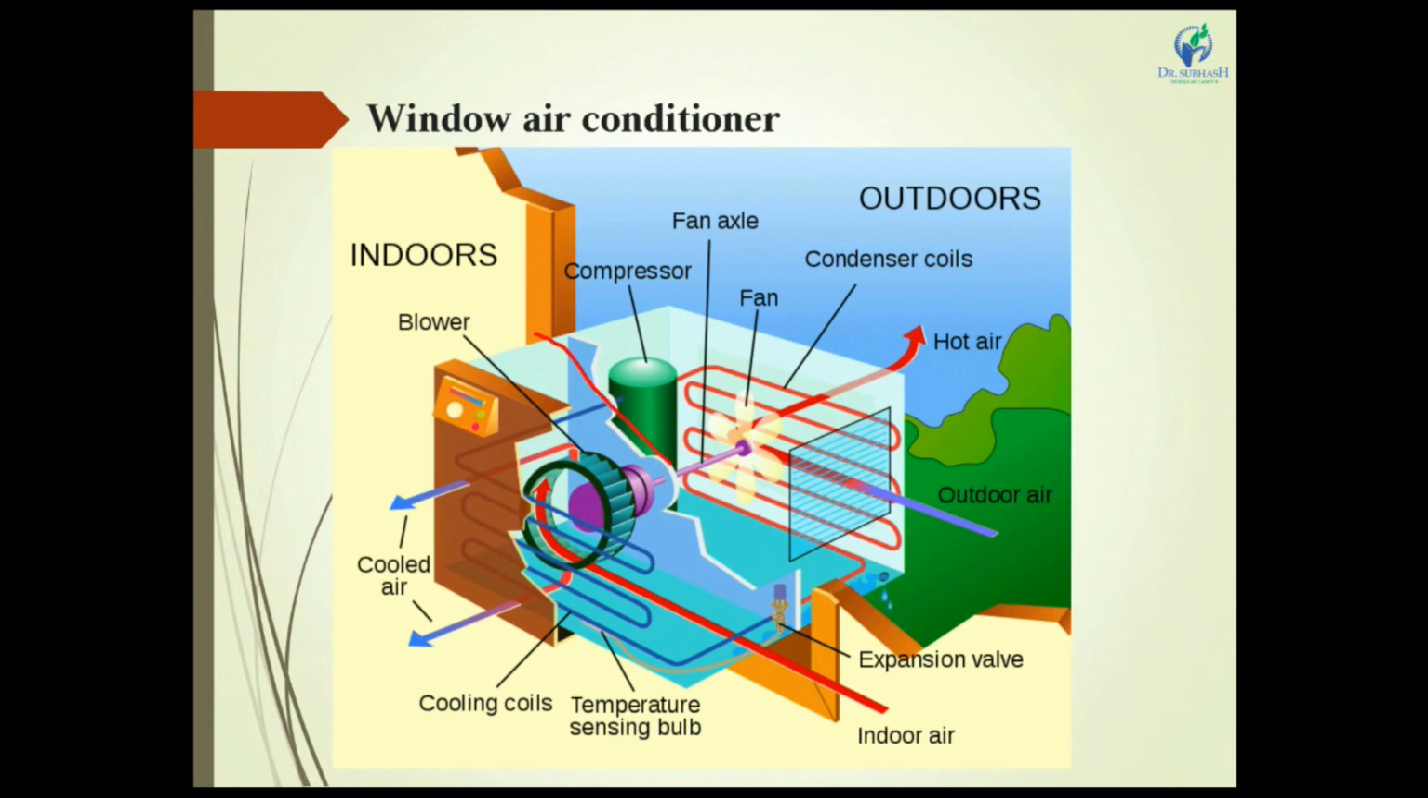This half is the room inside portion and this half is the room outside portion. We mount this small window air conditioning system in our room window, with half inside the room and half outside. So the system is divided into two portions: one inside the room and the second outside. In the room inside portion there is a cooling coil called the evaporator, and the secondary component is the expansion valve.